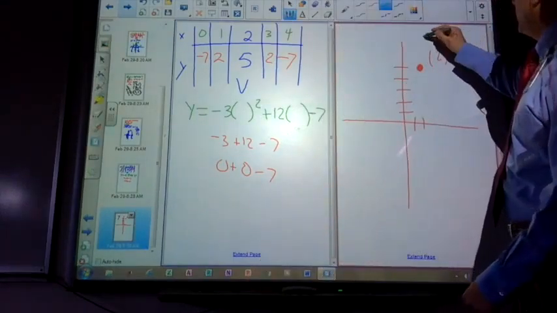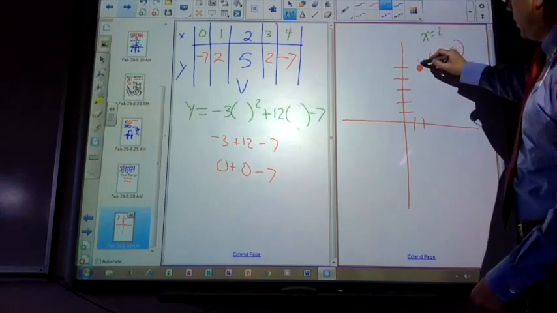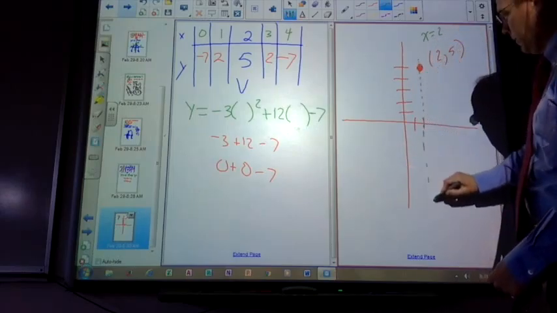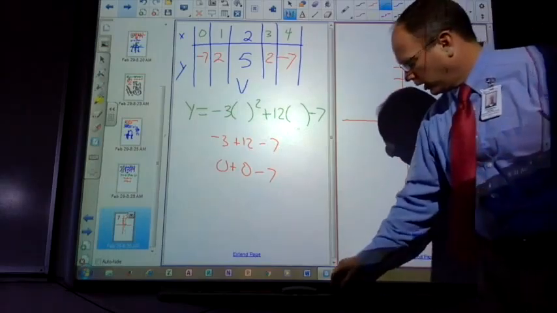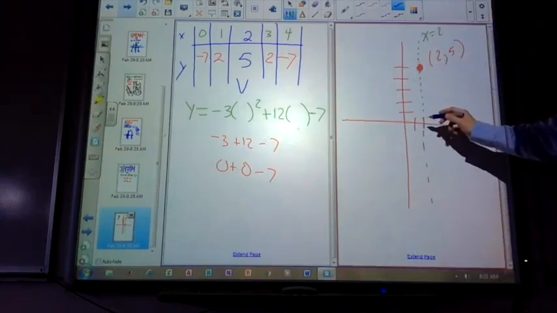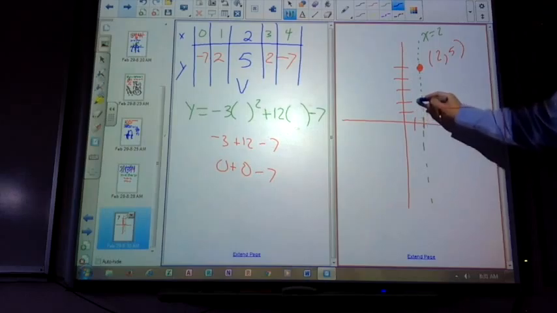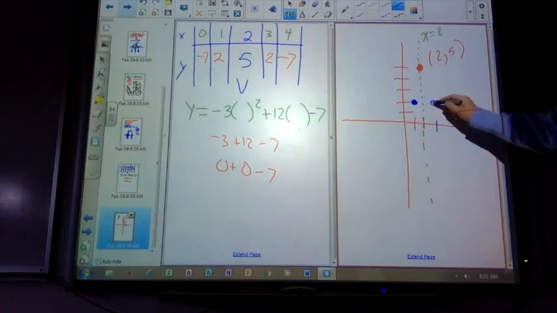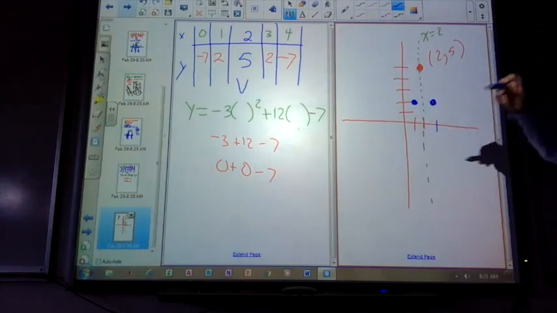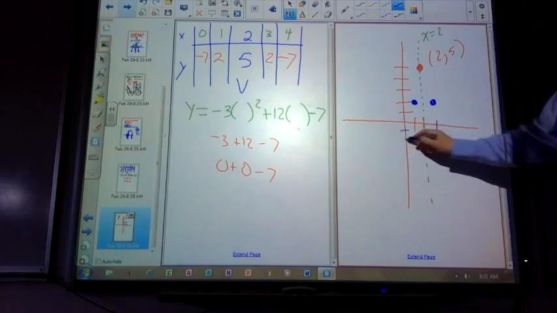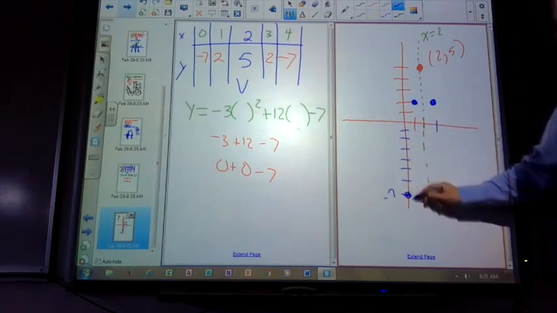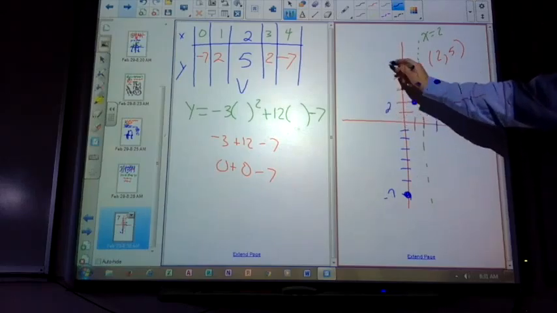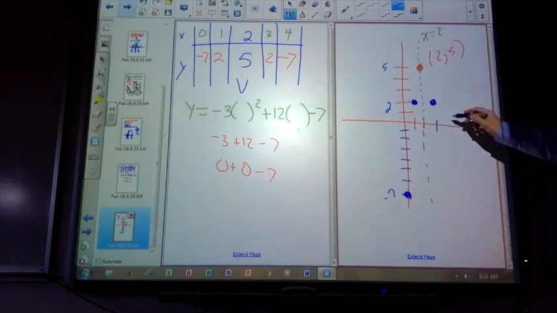Axis of symmetry is x equals 2. So I could draw, if I wanted a dotted line, I could make it a solid line. It's not really part of the graph. It's just showing that you have symmetry. Let's see. 1, 2 is here. And 3, 2 is here. And then 0, negative 7. And that's 2, that's 5.